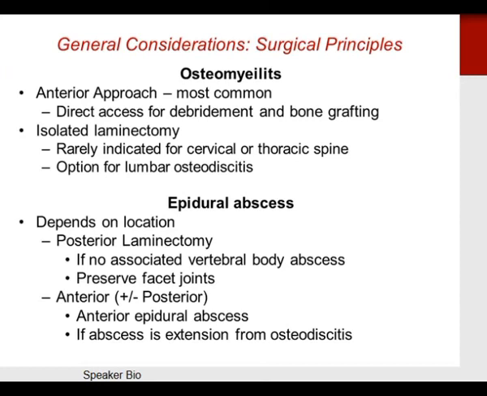For epidural abscess, the approach is based on the location. The vast majority of abscesses are in the posterior aspect of the canal. If that's the case, then a posterior laminectomy alone is an option. If it's in the cervical and thoracic spine, then you must include stabilization along with the laminectomy. Make sure to preserve the facet joints. If there's an anterior epidural abscess in the canal, or if there is osteodiscitis or vertebral body involvement as well, then consider an anterior approach to address that component.